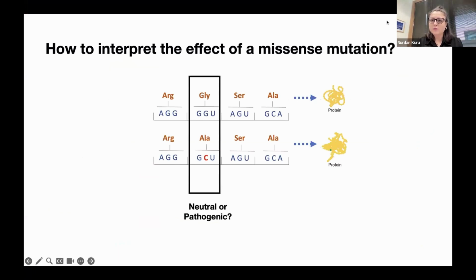Okay, so for my project and for the topic of this talk, the focus will be how to interpret the effect of a missense mutation. As we already know, single nucleotide variants might have no effect on protein function, but they can also alter the protein function and cause disease. Because of its clinical importance, of course, there are many tools presented in the literature.